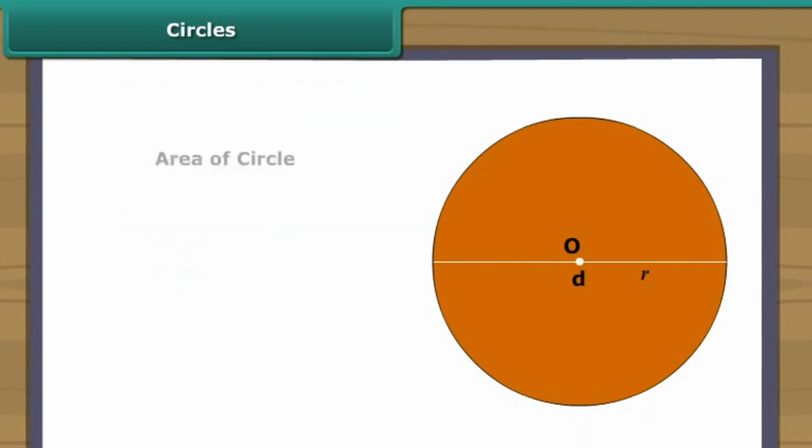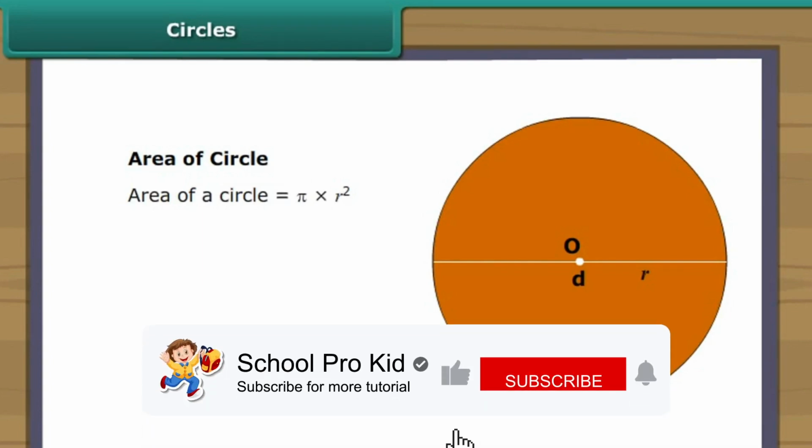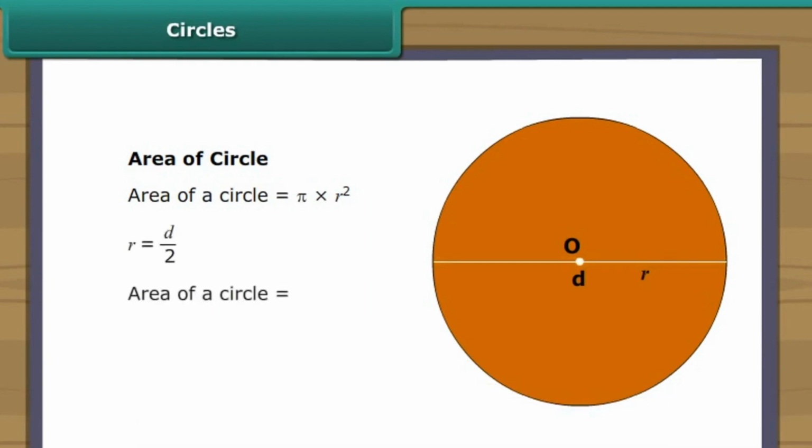Students, can we also find the area of a circle? Yes, if we know the measure of the radius of the circle. Area of a circle is equal to pi times the square of the radius, or we can also express the area of a circle in terms of diameter. We know that the radius of a circle is half of the diameter. So, the area of a circle in this case is equal to the constant pi times the square of half of the diameter.